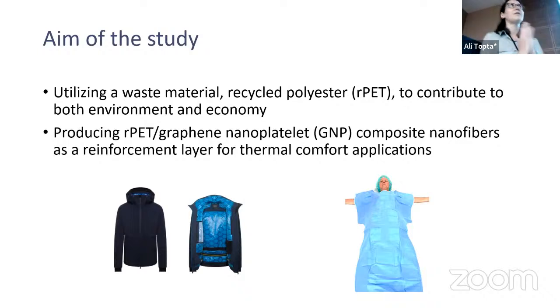And we try to produce a reinforcement layer by making polyester, graphene nanoplatelet composite nanofibers, and we aim to distribute the heat in the body evenly, for example, from a hotter place of the body to a lower temperature place of the body by using this thermally improved nanofibers layer.